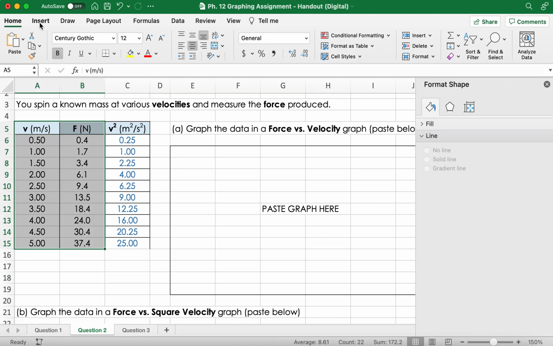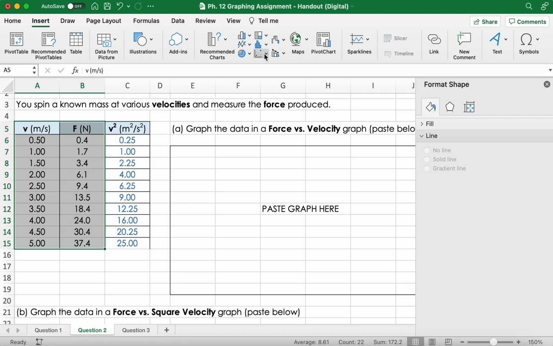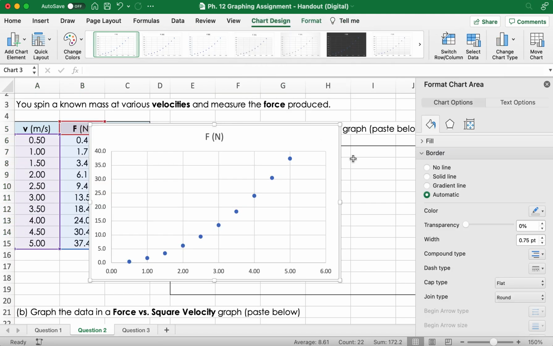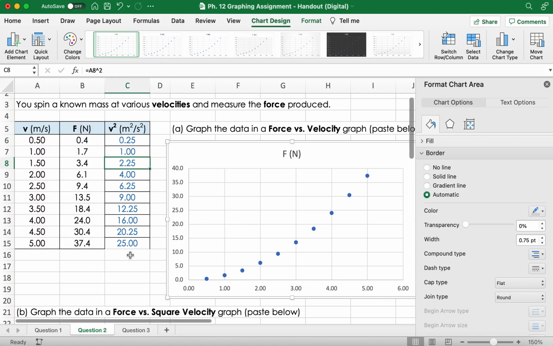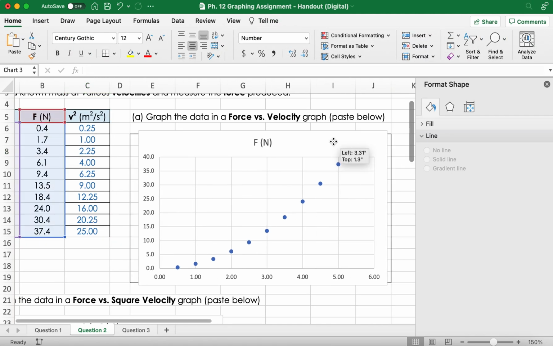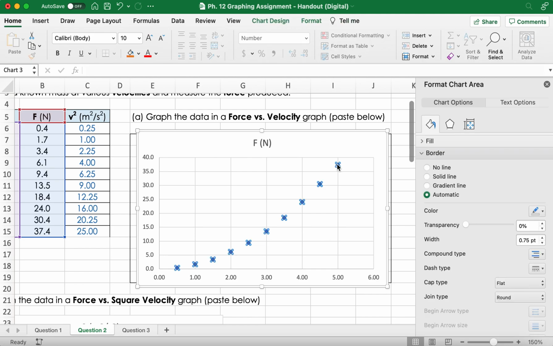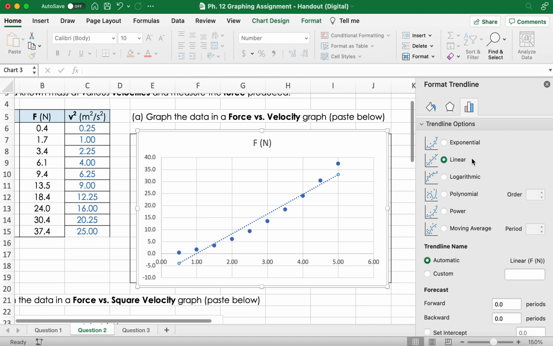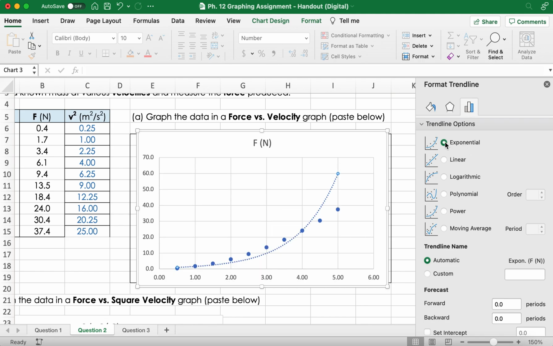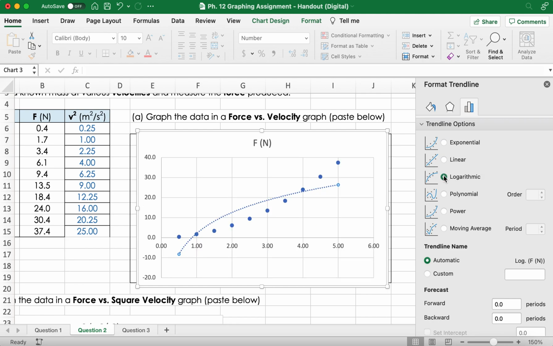Go ahead and select the first 2 columns from your table, insert scatter plot, drag it into position, and you'll see that that data is not forming a linear relationship. So we're going to right click, add trend line, and play with some of the other options. Exponential is not a great fit because of what we have happening up here, where the line or curve of best fit diverges significantly from our data points. Logarithmic is a poor fit.